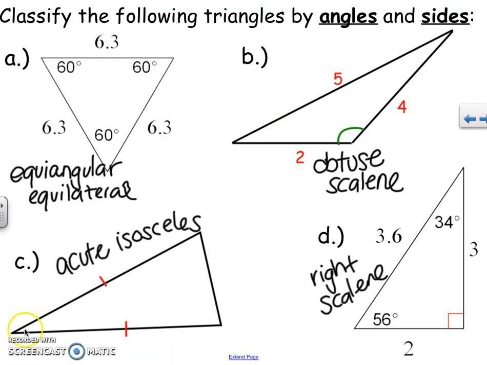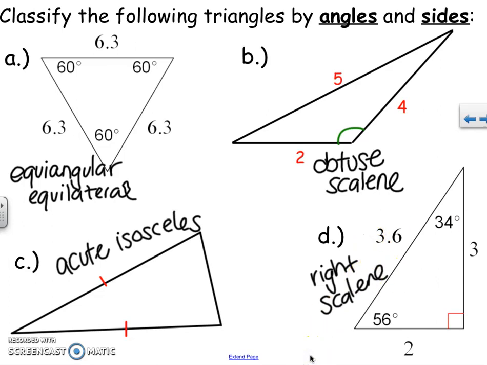So for part A, I noticed that they were all 60, which means it's equal angular, and then all sides were the same, so it was equilateral as well. So equal angular, equilateral triangle. On part B, I noticed I had an obtuse angle, so that's obtuse, and then all sides were different, so scalene. On part C, I noticed it was isosceles, and then I noticed all these angles were smaller than 90, so it'd be acute. And then lastly, I've got a right angle, so a right triangle, and then all sides were different, so scalene.